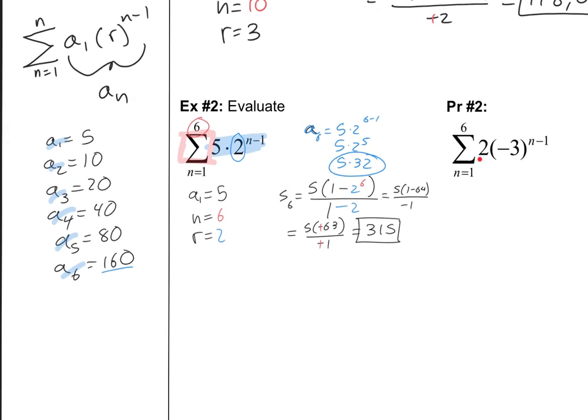Figure out what your a sub 1 is, what your common ratio is, and yes, it's negative in this situation, and how many terms you're going to be adding up, and use the formula to figure it out. You don't need to go through and list all the values. I'm just showing you kind of behind the scenes what it's doing. So go ahead, try that, and then remember to unpause the video when you're ready to check your work.